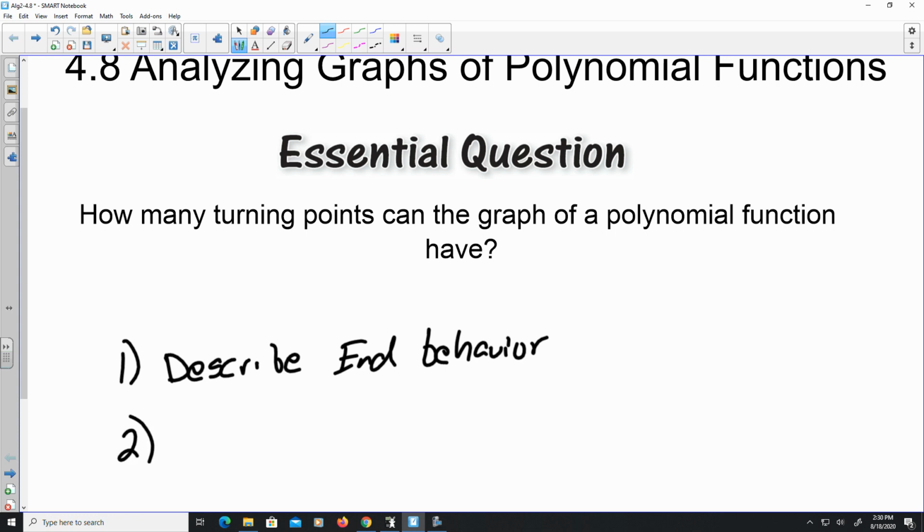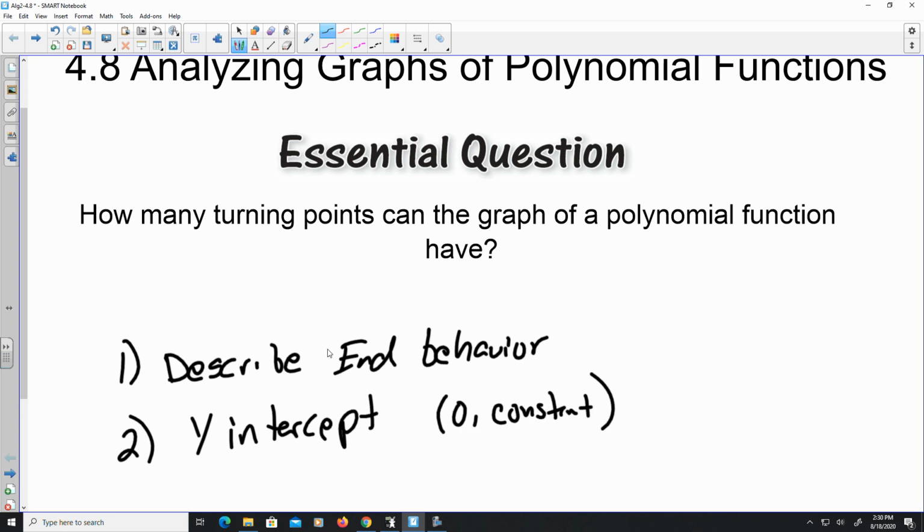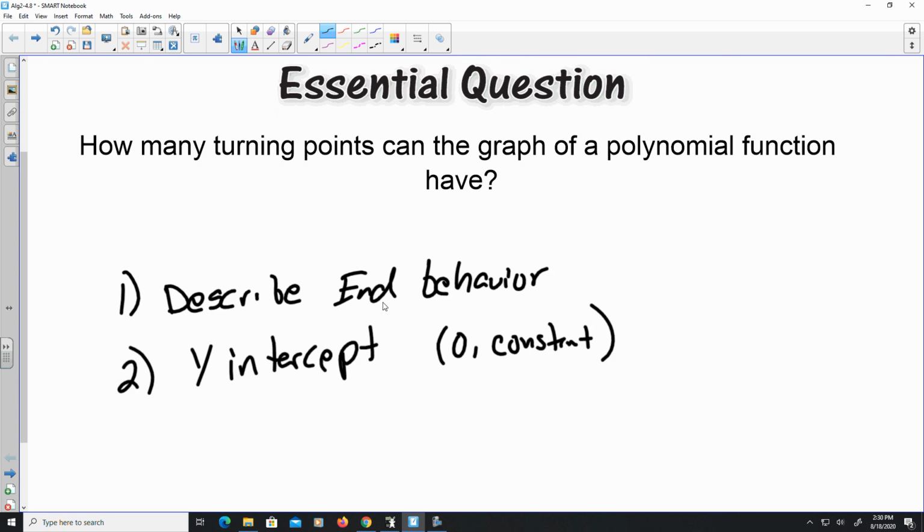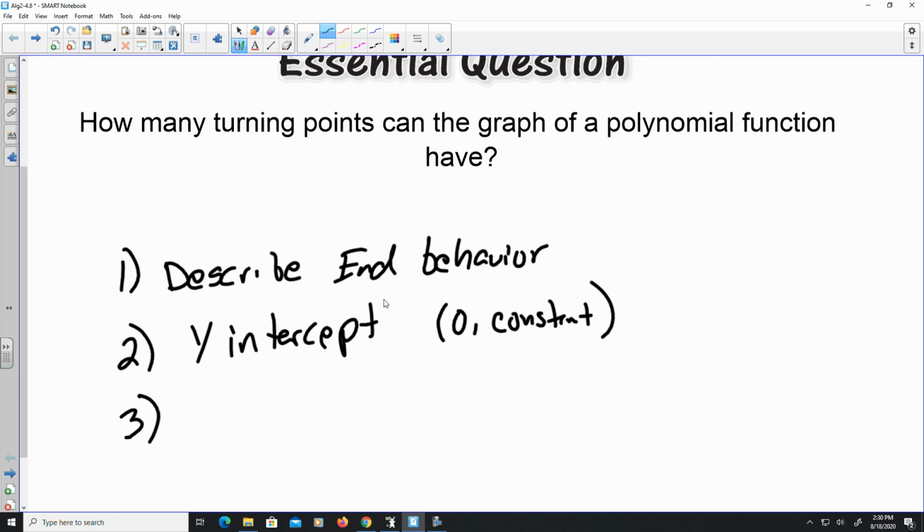Second thing I want to be able to find is the y-intercept. The y-intercept for any of these functions is going to be 0, comma, whatever the constant value is, whatever value has no variable attached to it. If there is no term with no variable attached to it, it's going to be 0. So keep that in mind. Next, I want you to find the x-intercepts.